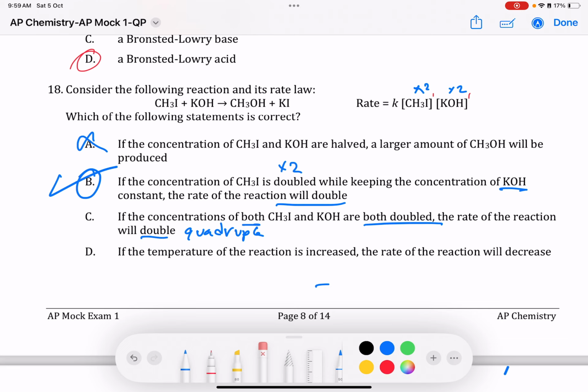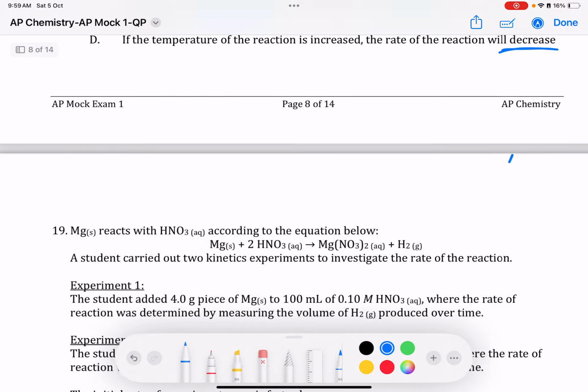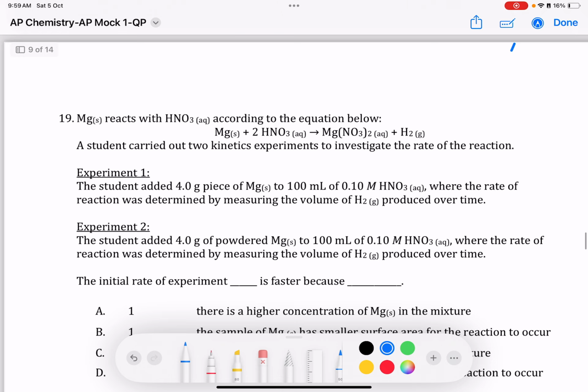If the temperature of the reaction is increased, the rate will decrease. That's not correct. They're directly proportional. The rate is affected by temperature as well, but it increases as the temperature increases.